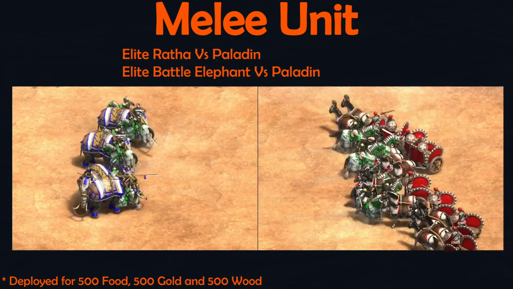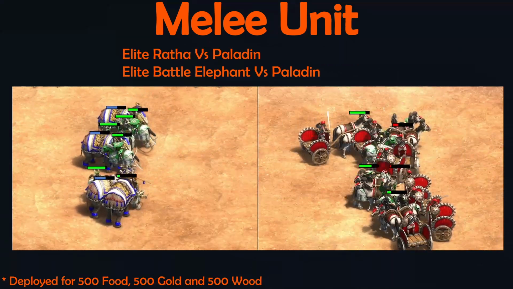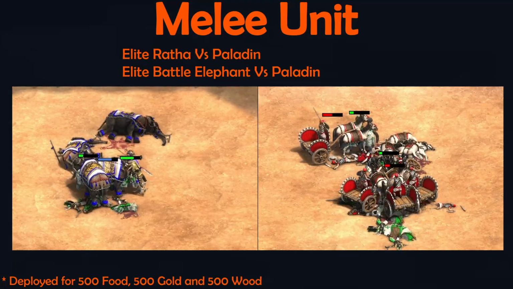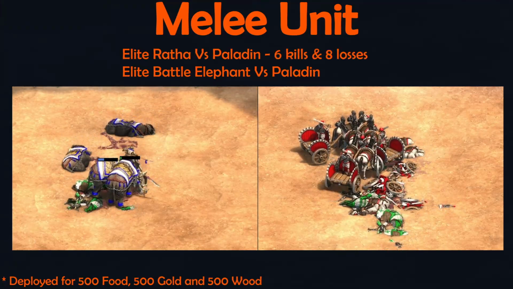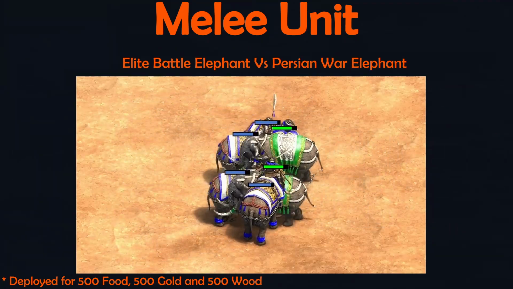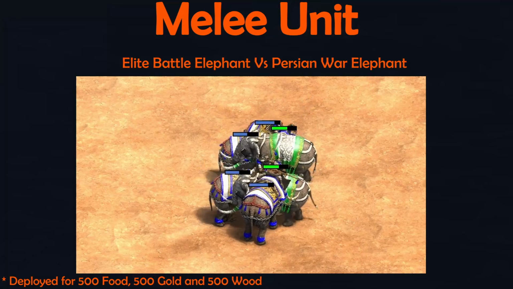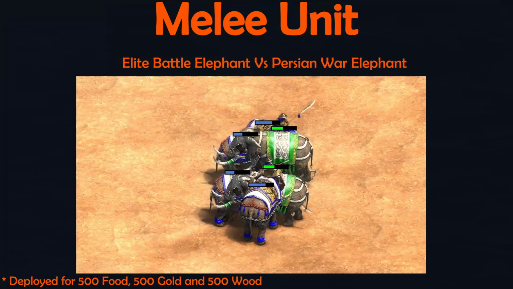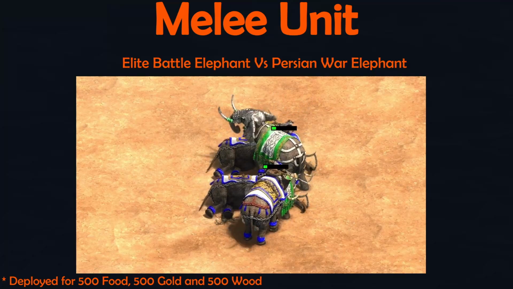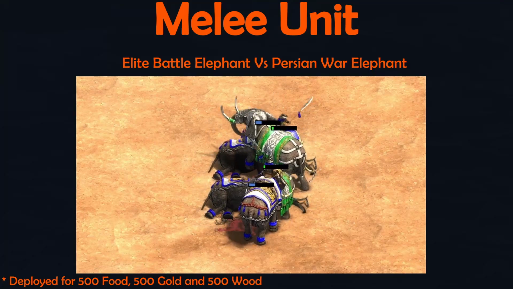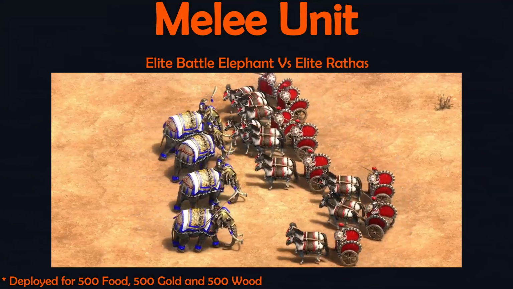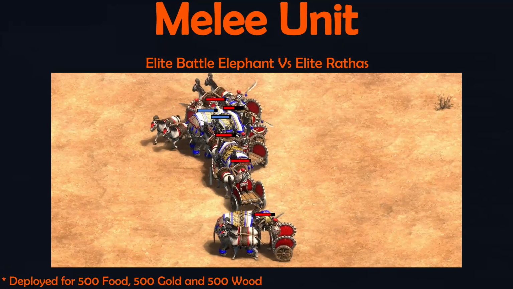Now for the best melee unit. The battle elephant and the Rathas in the melee mode are both top tier in hand-to-hand combat, may it be against the paladins or the Persian war elephants. They can easily stand their ground when deployed for equal resources. But again, speed of the Rathas gives them an upper hand when compared to the battle elephants.